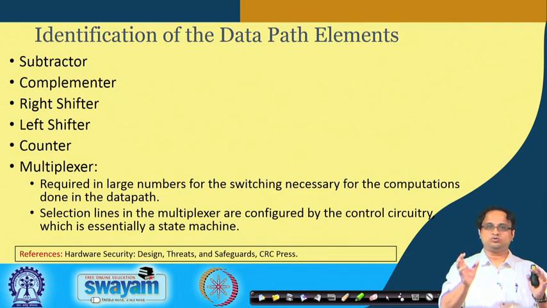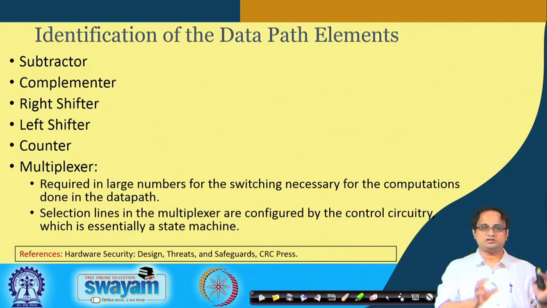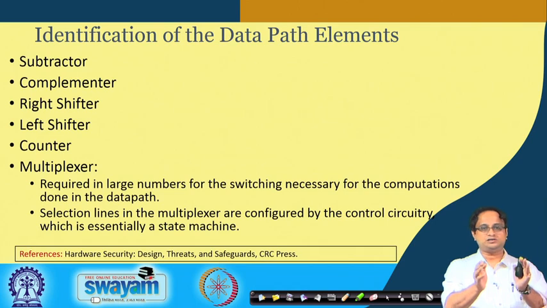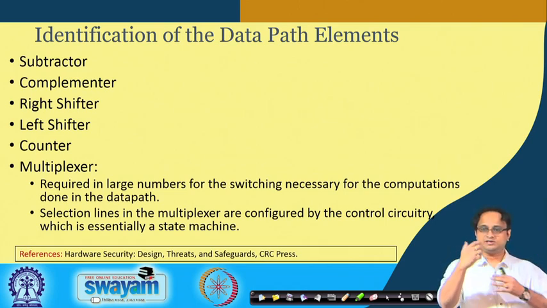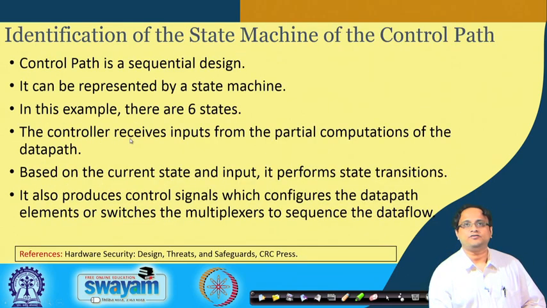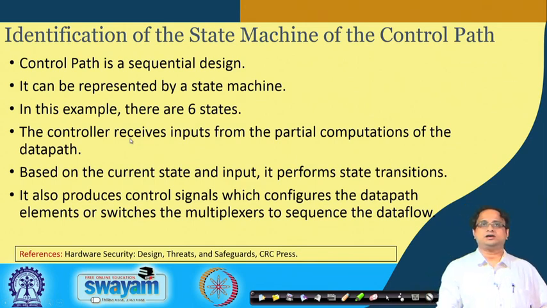So, therefore, what we have to do is sequence the data path elements, place the data path elements, and place the multiplexers. The multiplexers will be receiving inputs. The data path inputs will come from the data path elements, but the control input will come from the controller. The controller will configure the multiplexer and switch it so that your data path sequence gets configured. That is what we had to discuss about the data path component.